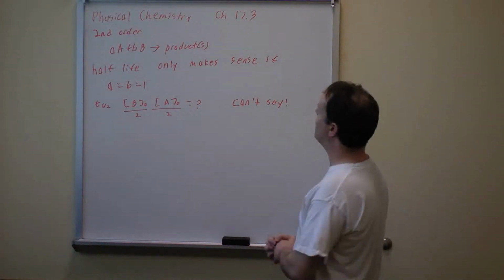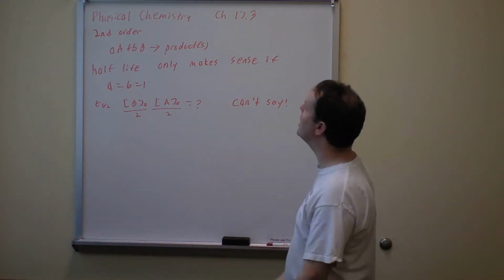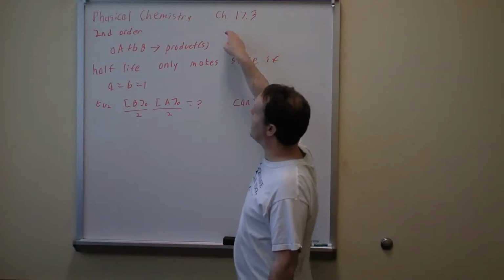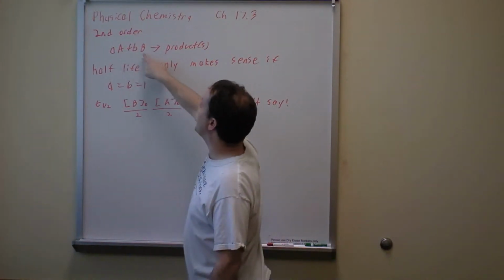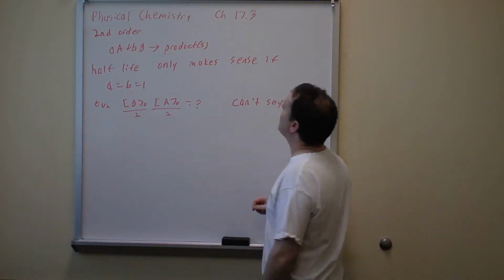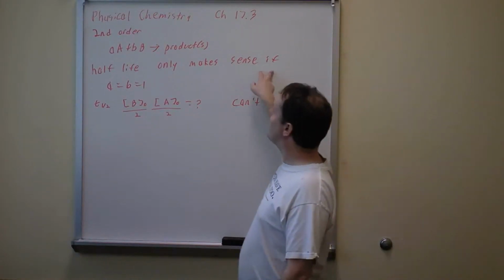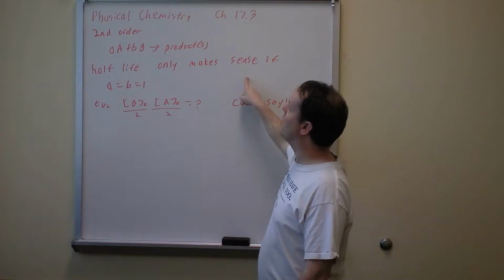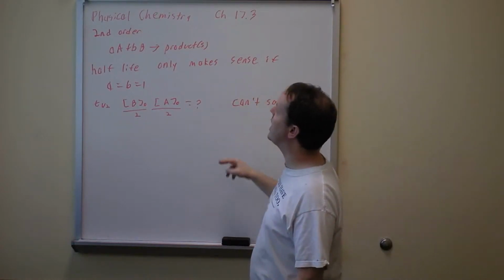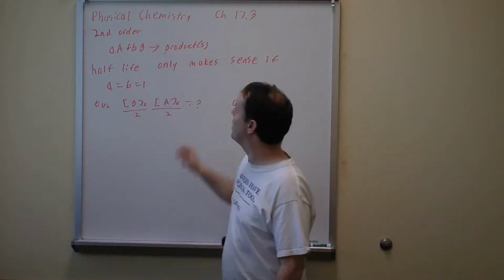All right, continuing on physical chemistry, chapter 7, section 3. We're finishing up second order reactions. We're still doing the type where we have aA plus bB going to products. Now remember, before we talked about the half-life of a first order reaction, and we also found the half-life of a second order reaction with only A going to products.